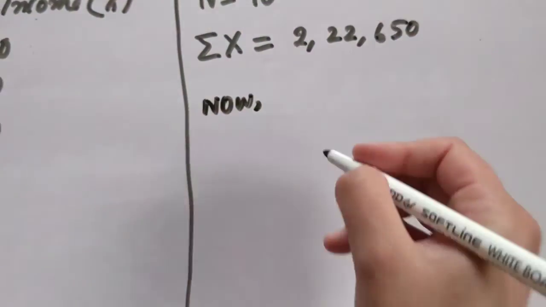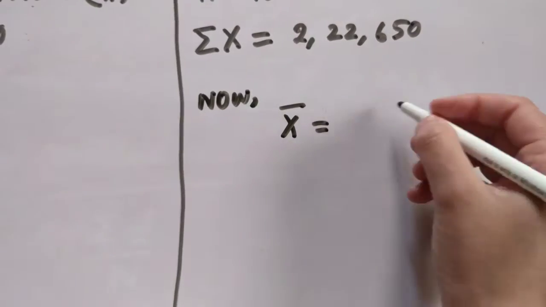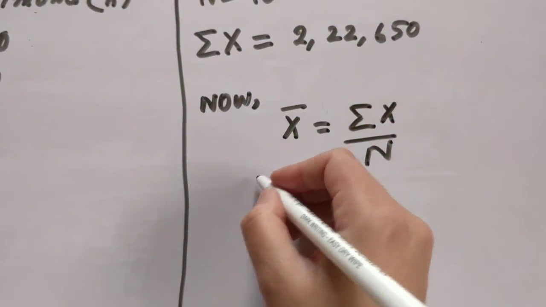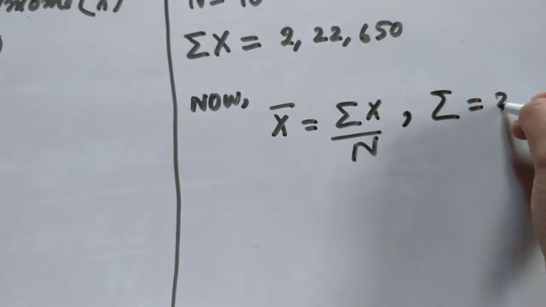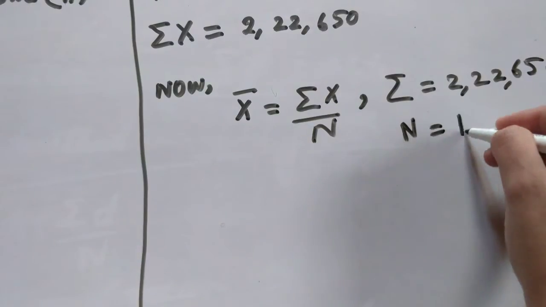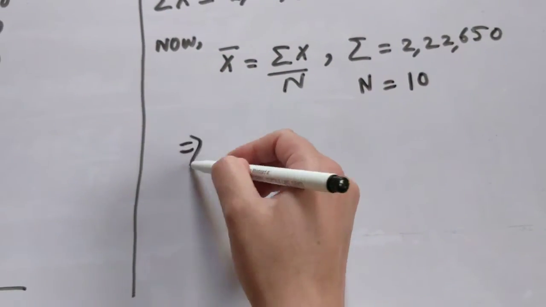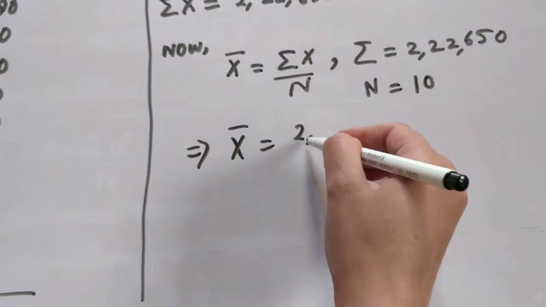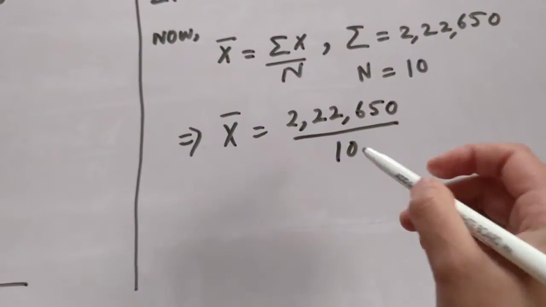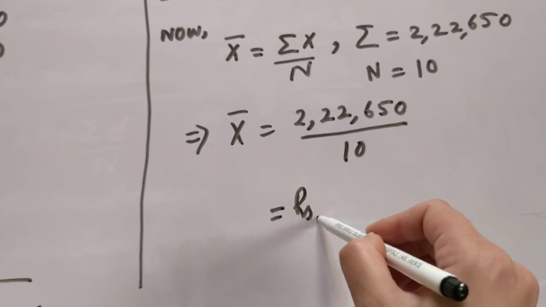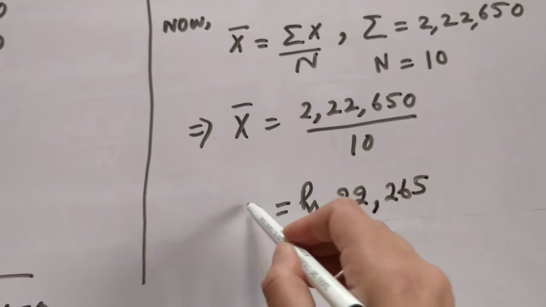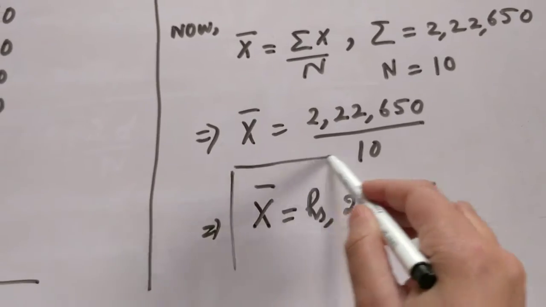Now we have our summation of x and we have our n. Now all we have to do is to calculate the mean, and x bar is equal to summation of x divided by n. We have summation of x, we have n. Now x bar is equal to 2,22,650 divided by 10, and that's equal to 22,265 rupees. That is an average income of all the individuals.